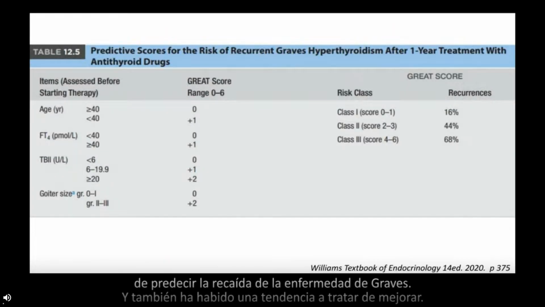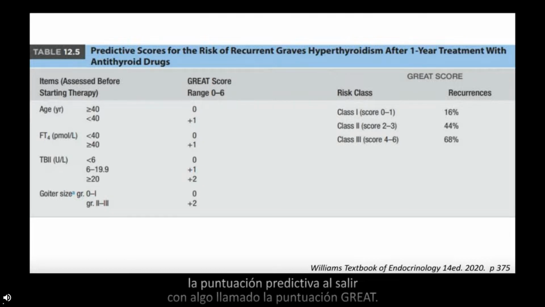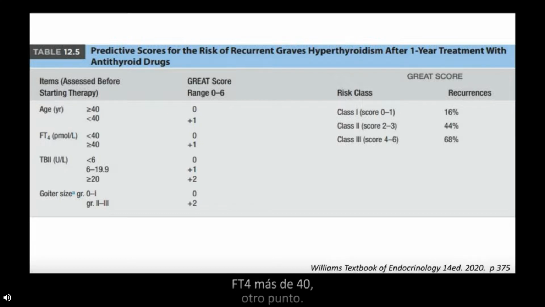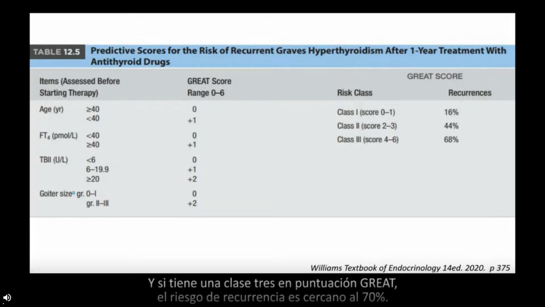Right, and there's also been a trend to try and improve the predictive score by coming out with something called the GRADE score, right? So age less than 40, you give 1 point. Free T4 more than 40, another point. TBII more than 22 points, and goiter size another 2 points. So the maximum score is 6. And if you have a class 3 grade score, the risk of recurrence is close to 70%.